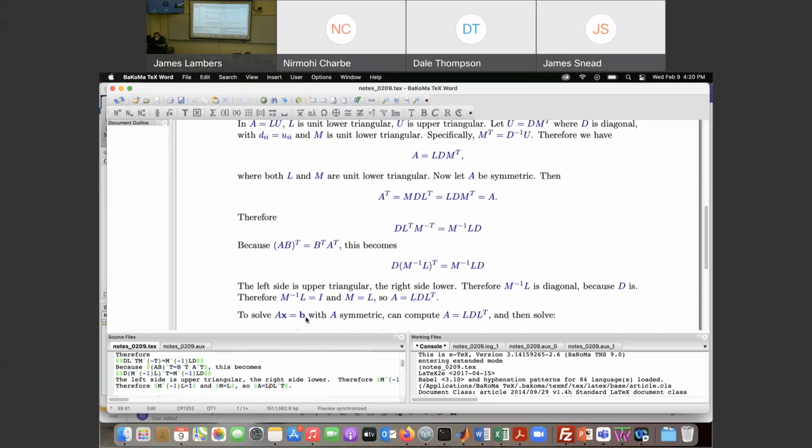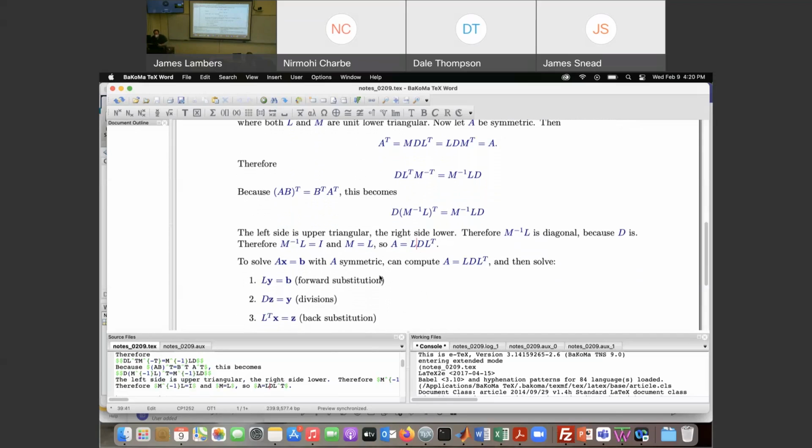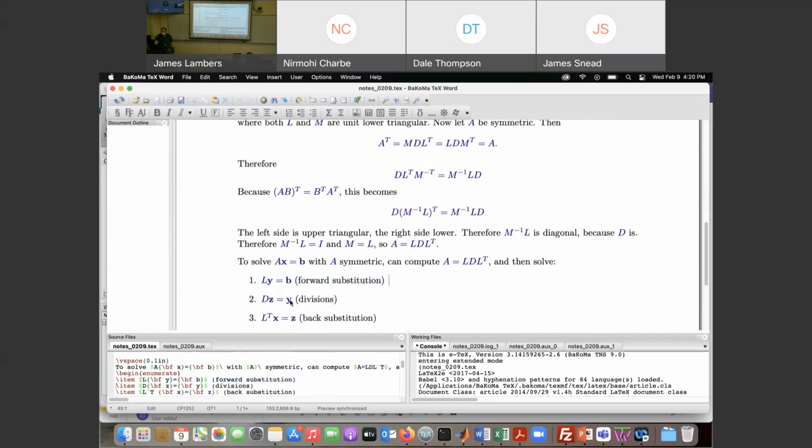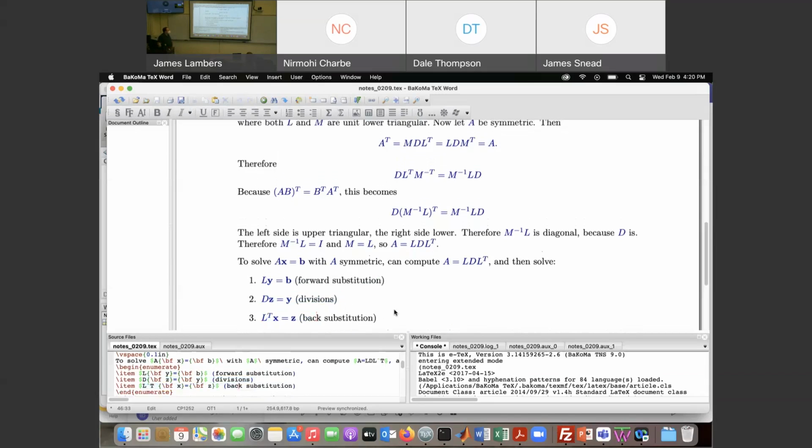Now we solve AX equals B, and we have this factorization due to A being symmetric. It's similar to the process of working with LU decomposition. You perform forward substitution to solve Ly equals B. Here we have this diagonal matrix in the middle, so we're solving a diagonal system, but we've already seen how easy that is. You're just performing n divisions. And then you do back substitution with this unit upper triangular matrix, L transpose.